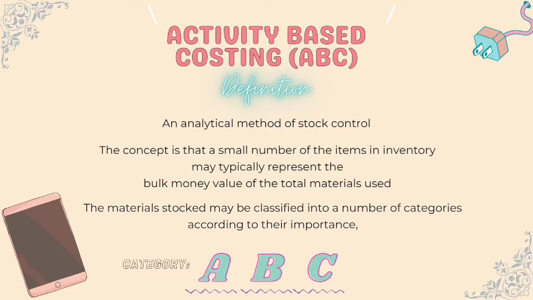The second category is Group B items. Group B items may be relatively less important. The last one, the third category, is Group C items. In Group C, all the remaining items of stock may be included, which are quite large in number but their value is not high.